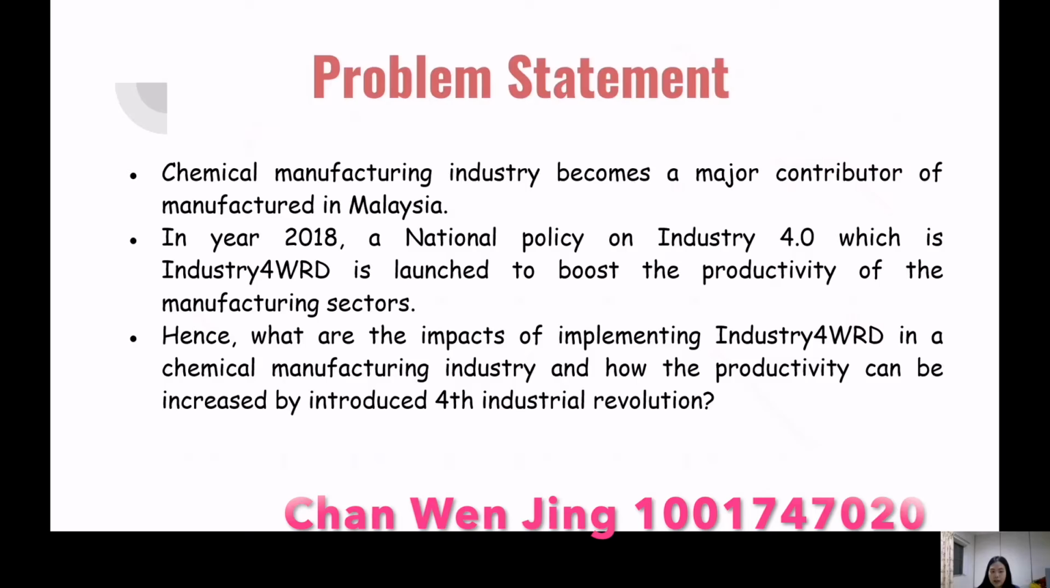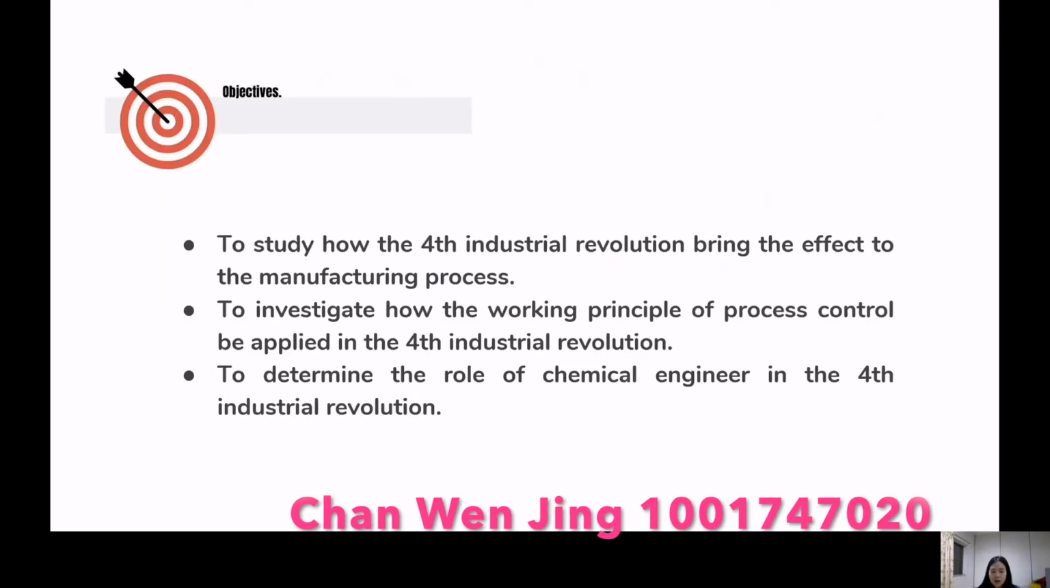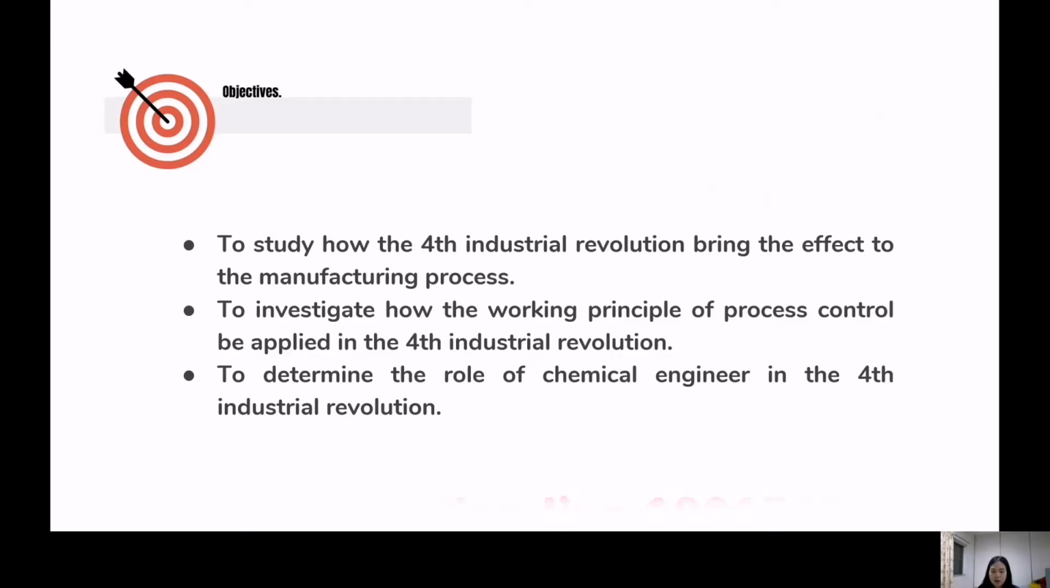In 2018, Industry 4.0 was launched to boost the productivity of the manufacturing sector. So, we are going to look into how productivity can be increased by introducing Industry 4.0 and what the impacts of implementing this policy in a chemical manufacturing industry are. The objective of our topic is to study how the fourth industrial revolution affects the manufacturing process, investigate how the working principle of process control is applied in the fourth industrial revolution, and determine the role of chemical engineers in the fourth industrial revolution.